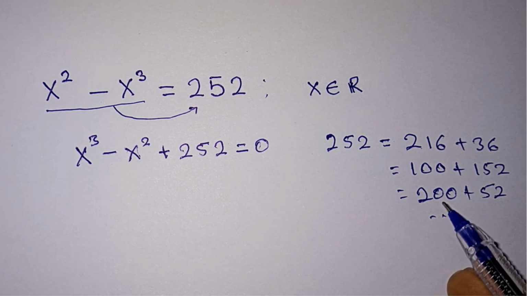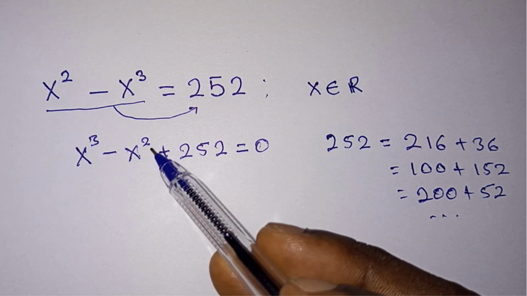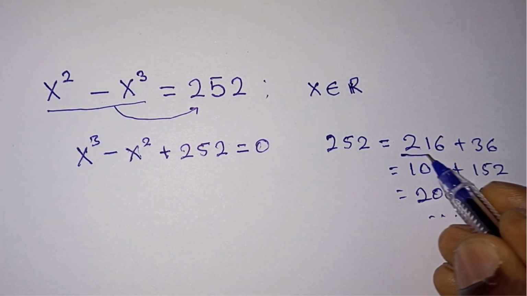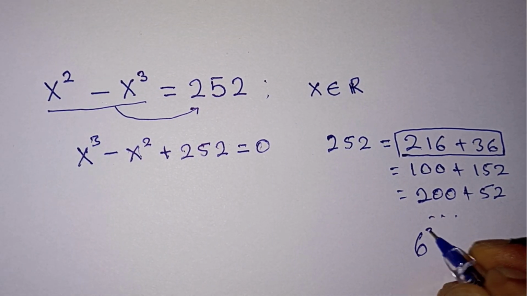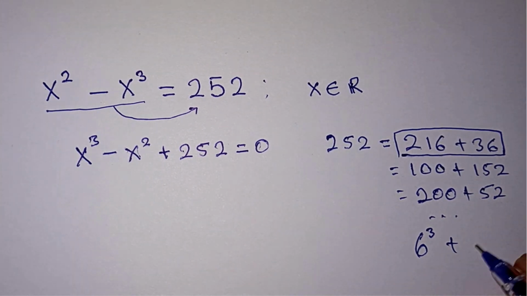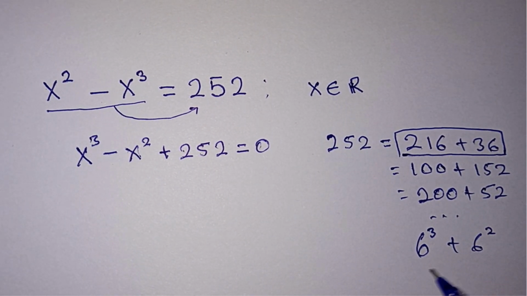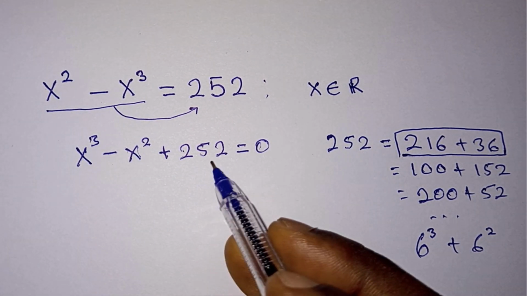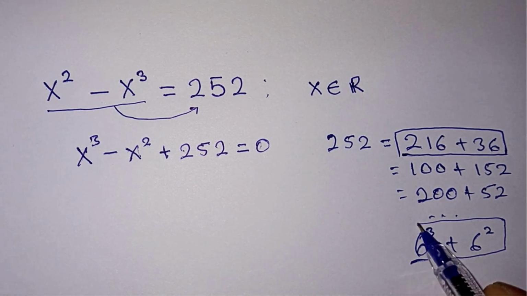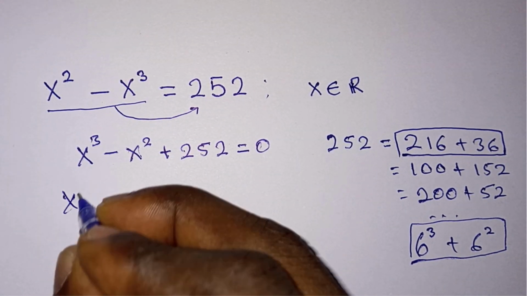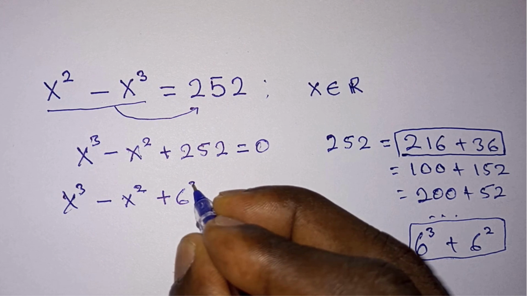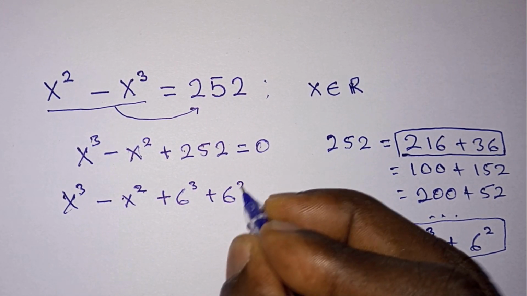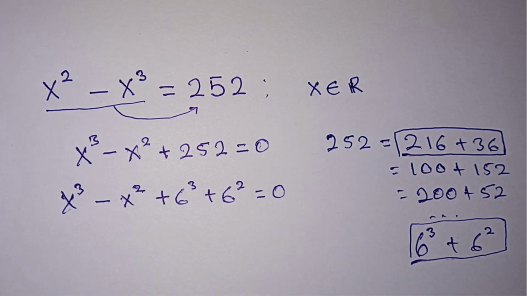Let's look for the pair that we can manipulate to get something to the third power and then something to the second power. If we consider 216 plus 36, we can write 216 as 6 to the third power, then 36 as 6 to the second power. So with this one, we can easily solve the equation. Let's replace 252 by what we have here, so that we get x to the third power minus x to the second power plus 6 to the third power plus 6 to the second power, and everything is equal to 0.